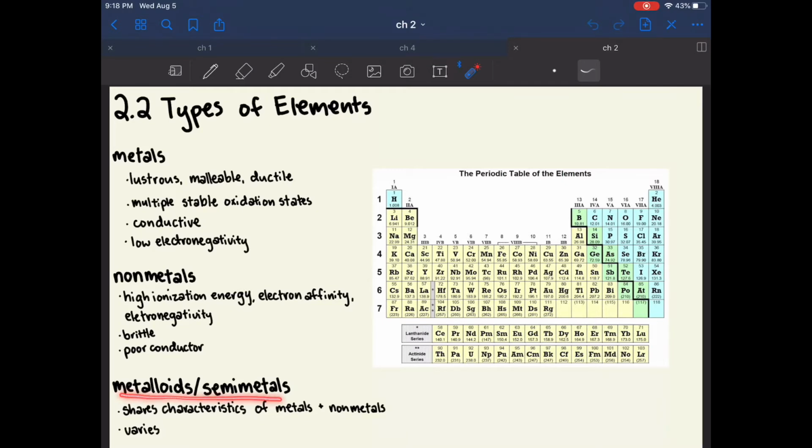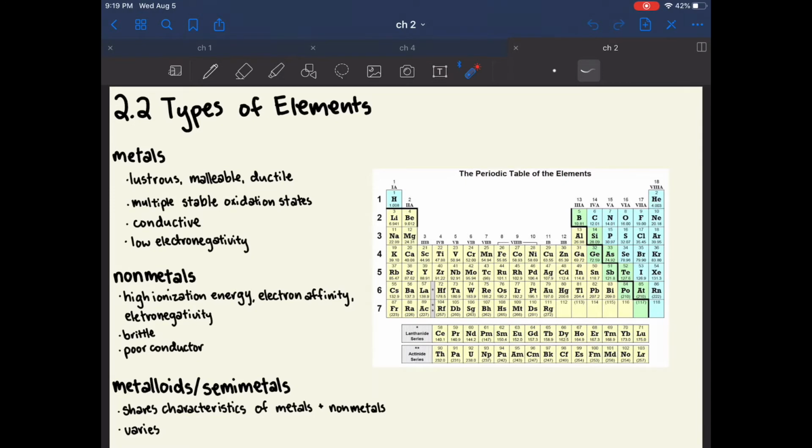Metalloids or semimetals are shown in green. An easy way to remember where the semimetals are, and where the metals and nonmetals separate, is with the staircase rule. If you draw a staircase on the periodic table here, all of the elements that touch this staircase are semimetals, with the exception of aluminum. And it's easy to remember aluminum as an exception because we know aluminum as a very common metal.